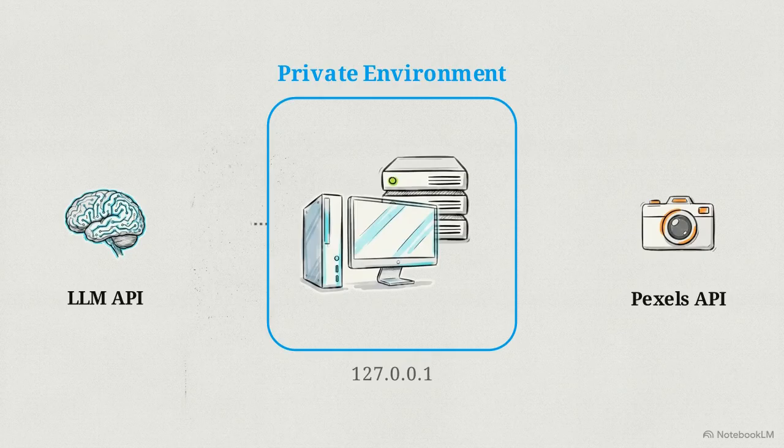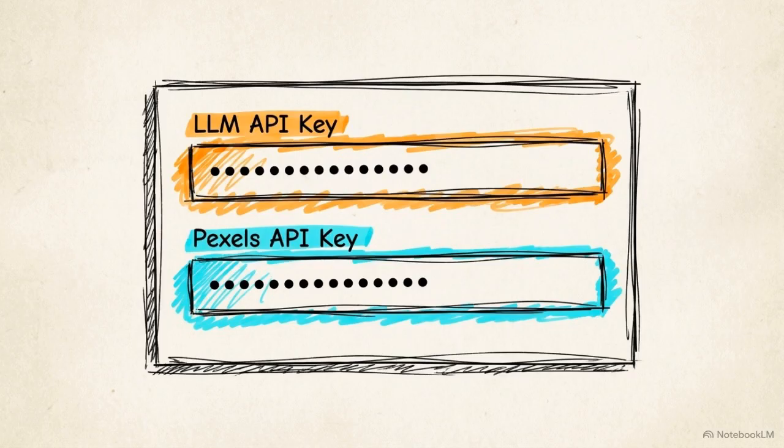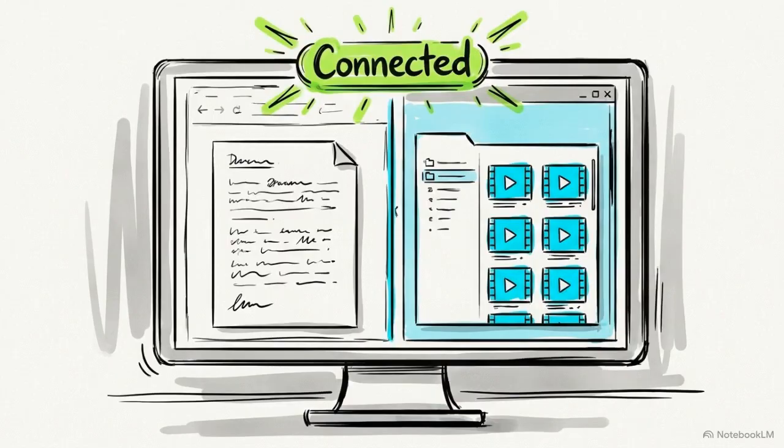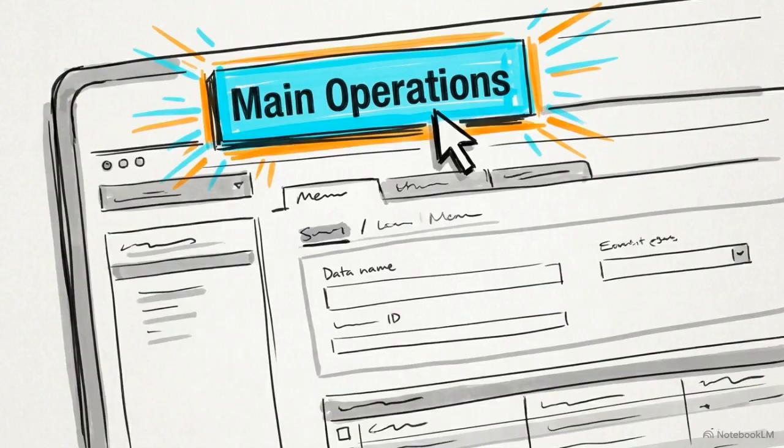Navigate to the Configuration tab to link our local hub to external services. First, input your LLM API key, like DeepSeek or Moonshot, for optimal script writing. Next, paste your Pexels API key to retrieve high-quality stock footage from their database. By authenticating these distinct external endpoints, you have effectively given your local application the intelligence to write a narrative and the vision to find the clips that match it. With the connections established, click back over to the main operations screen.